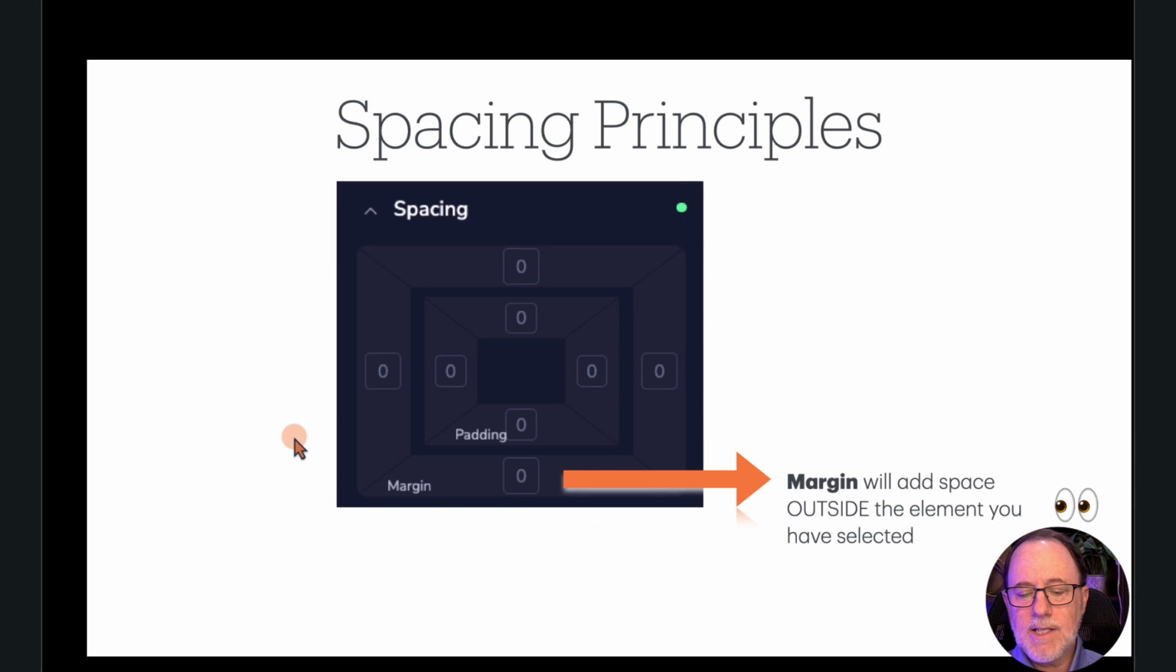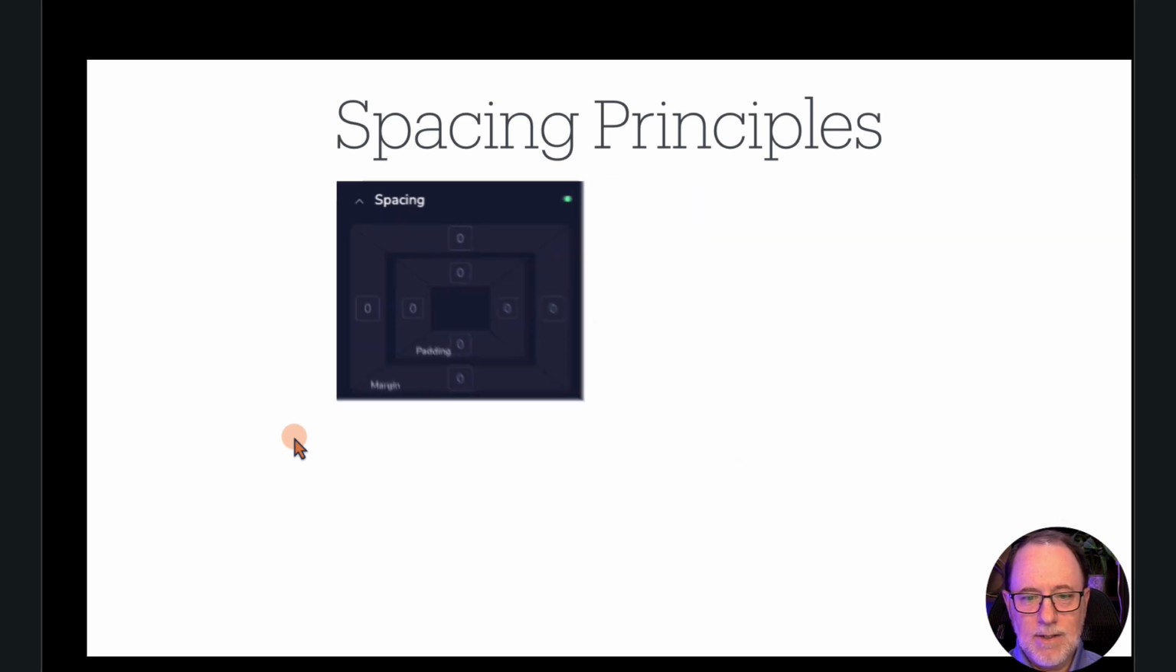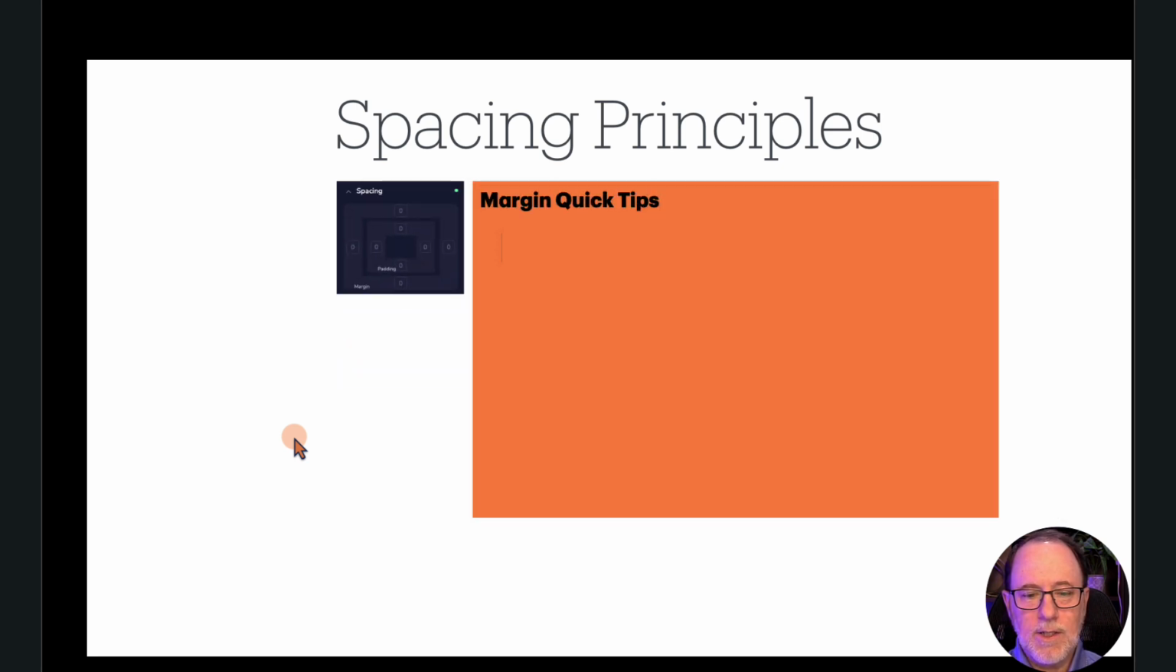Margin will add space outside of the element you have selected. So if you put spacing above an element, you'll push that element down the page. You're forcing spaces inside of or outside of the element. If you put it below, you're going to push the things below it down the page. And so it's outside. Real quickly, margin quick tips.